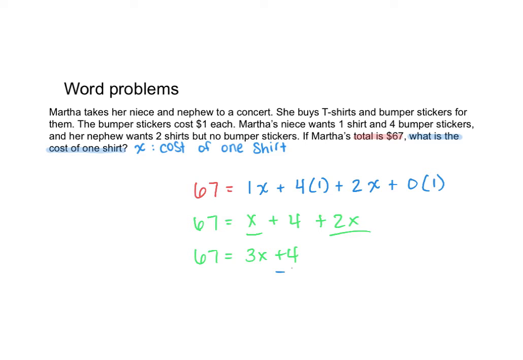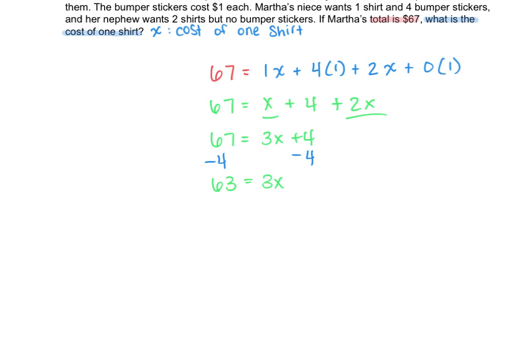From here, all we do is subtract 4 from both sides. What we get is 63 equals 3x. When we divide both sides by 3, we're left with 21 equals x. So it's $21 per shirt.